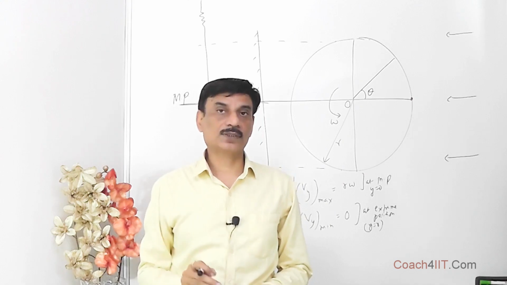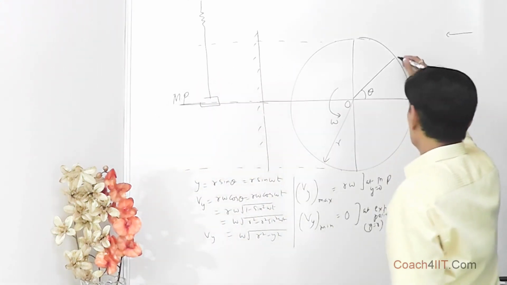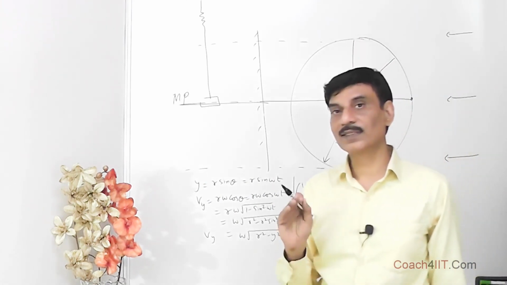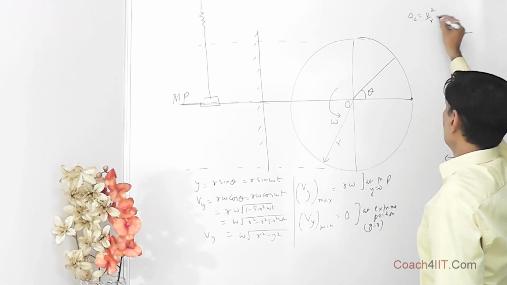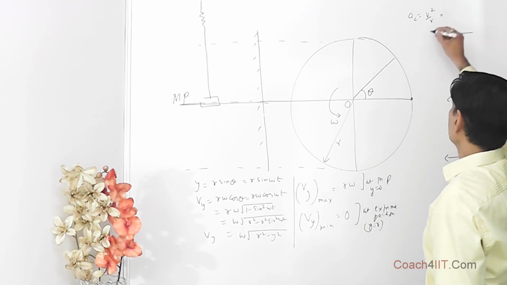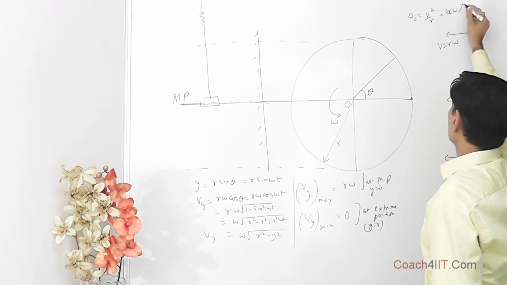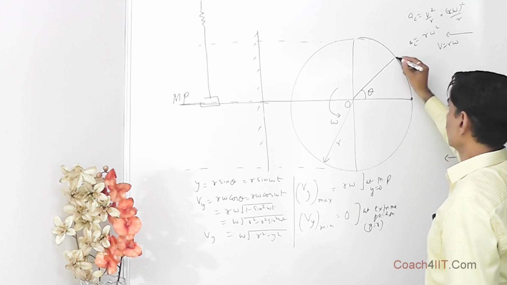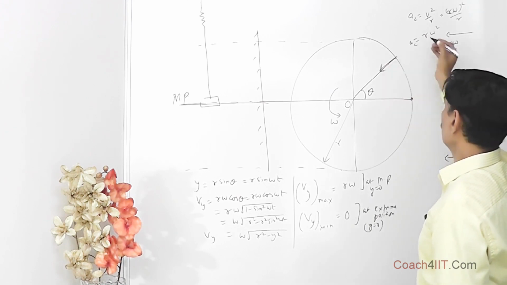Now we come to acceleration, that is, what acceleration is seen on the screen. When the body is moving in a circle with a constant angular velocity, we have only centripetal acceleration. AC is v square upon r. If we put v equal to r omega, it comes out to be r omega square upon r, that is r omega square. That is the centripetal acceleration, directed towards the center. Its value is r omega square.